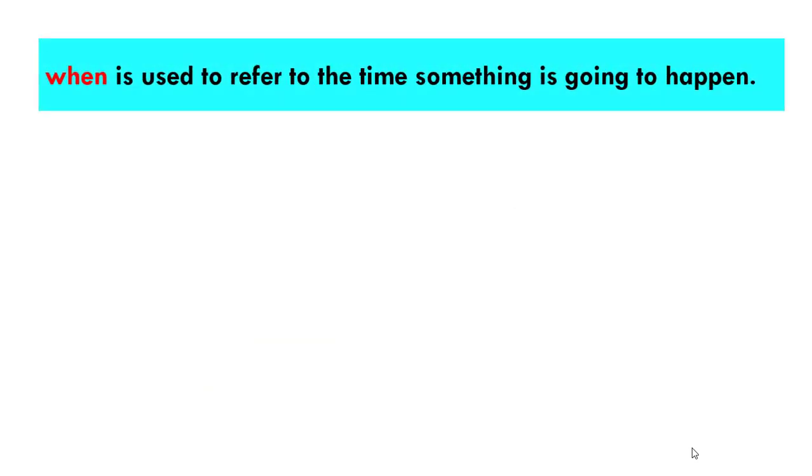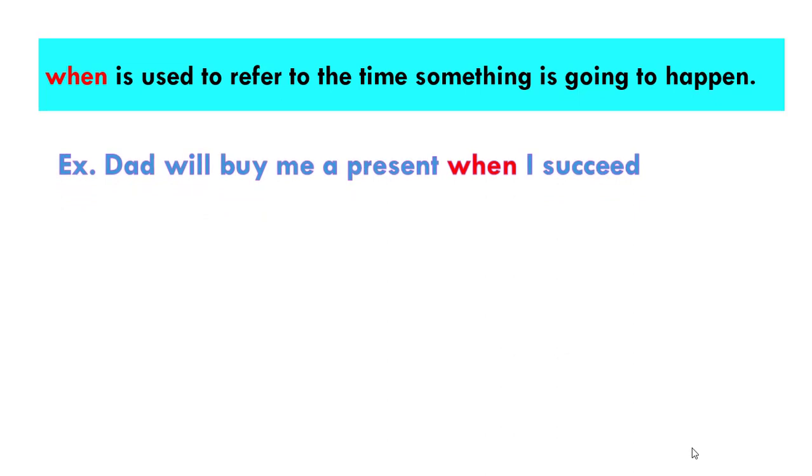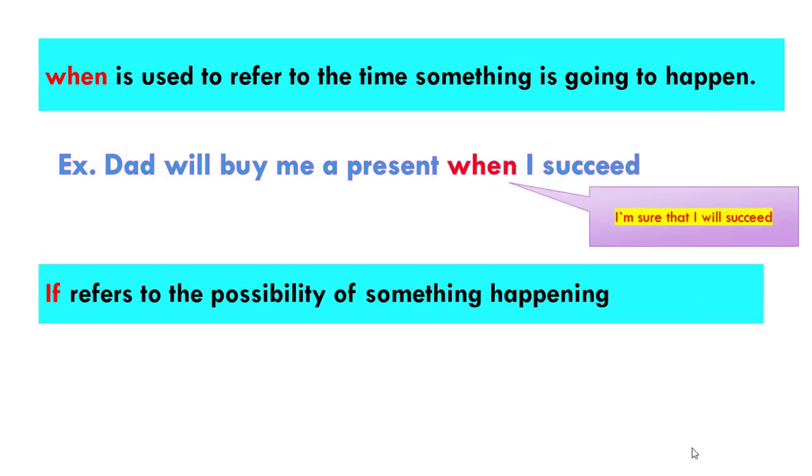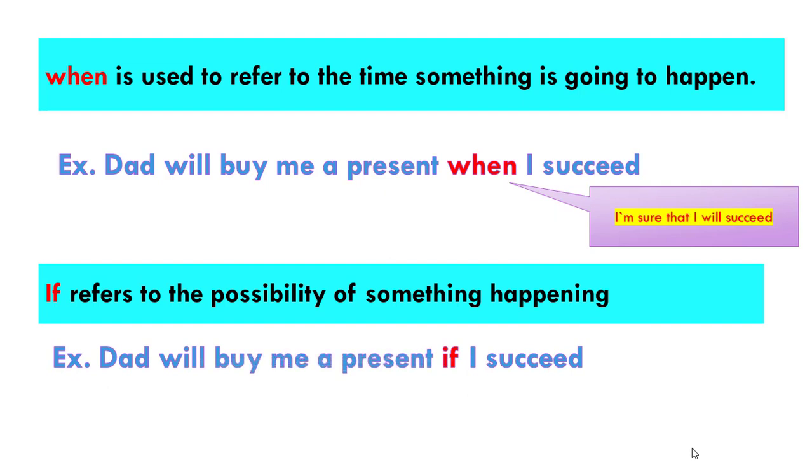So we can summarize what we have said by the following. When is used to refer to the time something is going to happen. For example, Dad will buy me a present when I succeed. So here I am sure that I will succeed. As for if, it refers to the possibility of something happening. For example, Dad will buy me a present if I succeed. So here I'm not sure that I will succeed.